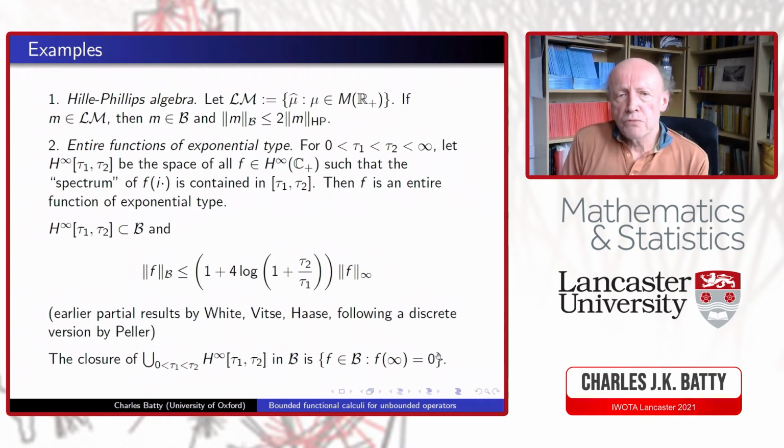Examples of functions which are in this space B. Well, first of all, the Hille-Phillips algebra, LM, is contained in B, and you get an estimate for the norm here. The B norm is smaller than twice the HP norm.